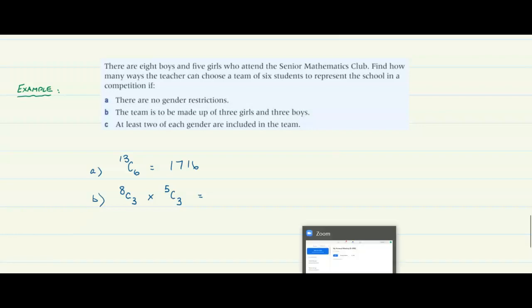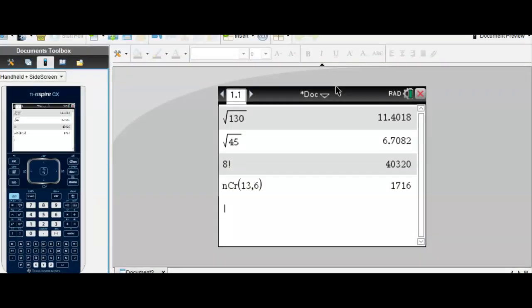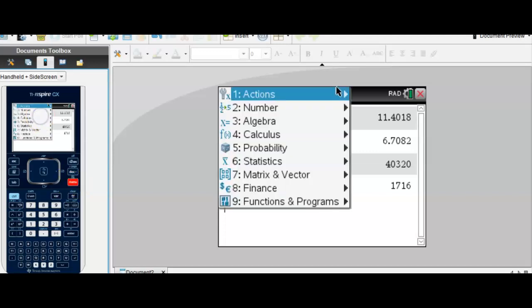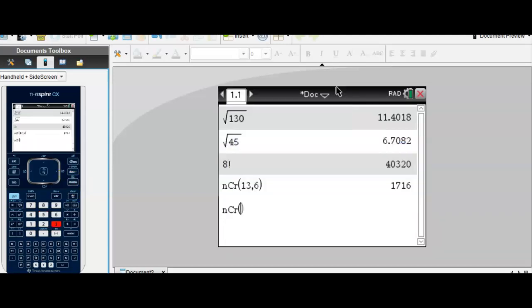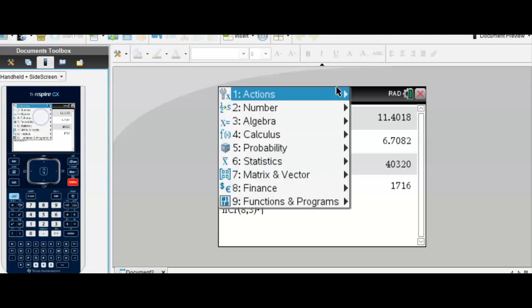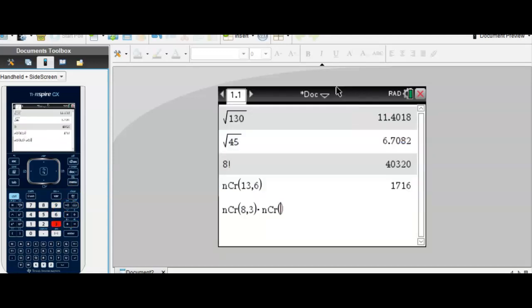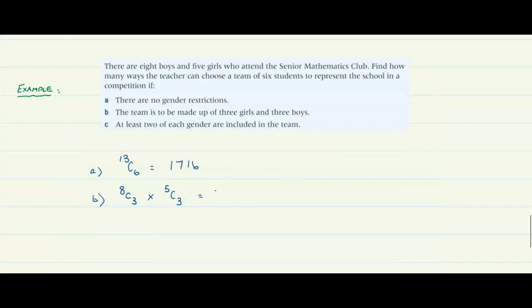Let's go back to the calculator. 8C3 by 5C3. So remember what it was. It's menu 5, 3. Gets you there quickly. So we hit 8, 3. We get out of there. We hit times, and then we want to go back into menu 5, 3, and it was 5C3 here? 5, 3, and enter. So 560 is our number of ways of choosing 3 boys and 3 girls.